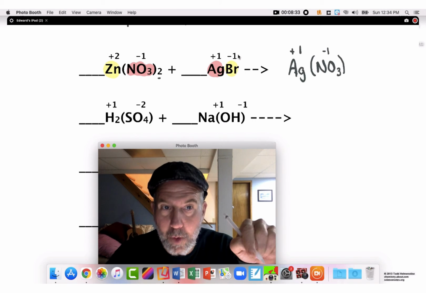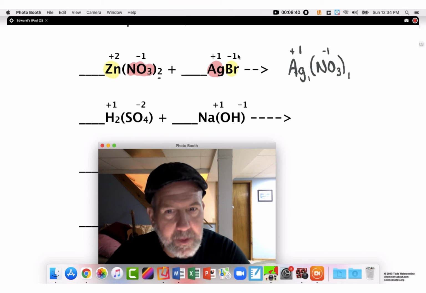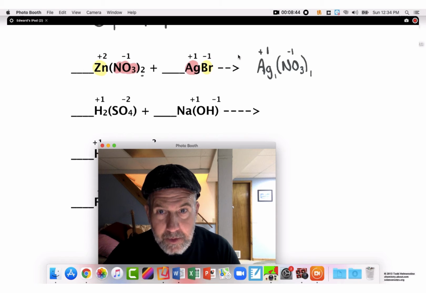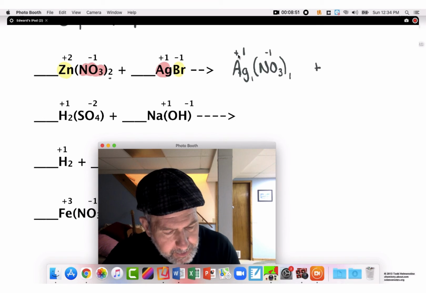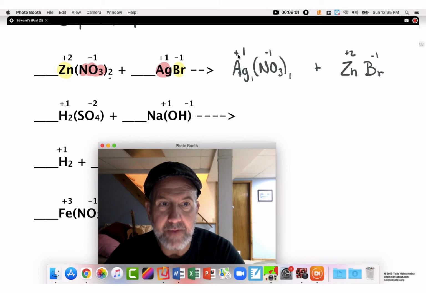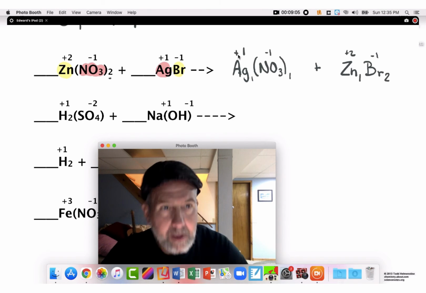It doesn't have that same thing. So when we moved it across this time, we're going to have a negative 1 when we crisscross our numbers, and a 1 there. So it's not a 2, it's a 1 because of the charges. Those things come from charges. They don't just come because you decided to drag it from the other side. Okay, plus Zn, which is plus 2, hooks up with Br, which is minus 1. So what do we have now? Crisscross, 1 behind the zinc, 2 behind the Br.